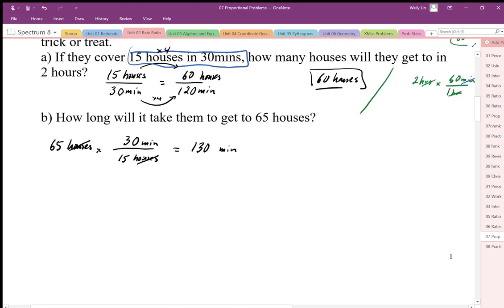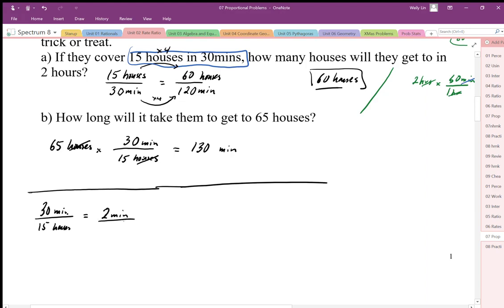This problem could also be done as a unit rate. We know that we have 30 minutes for 15 houses. So my unit rate, this is separate here, my unit rate becomes 2 minutes per one house. 2 minutes per house. So if I have 65 houses, and notice that the unit rate becomes our multiplier, we can just times this by 2, and we can get our 130 minutes that way.